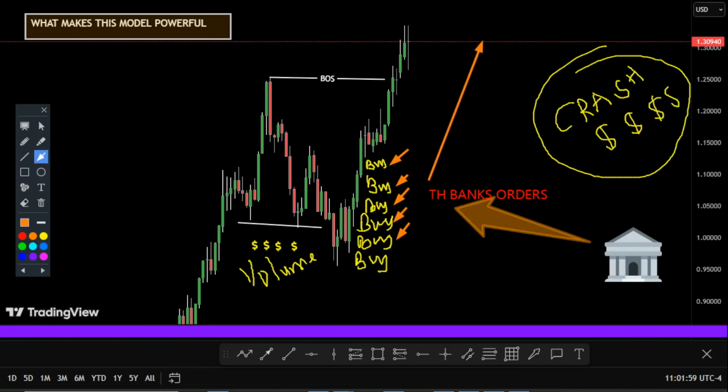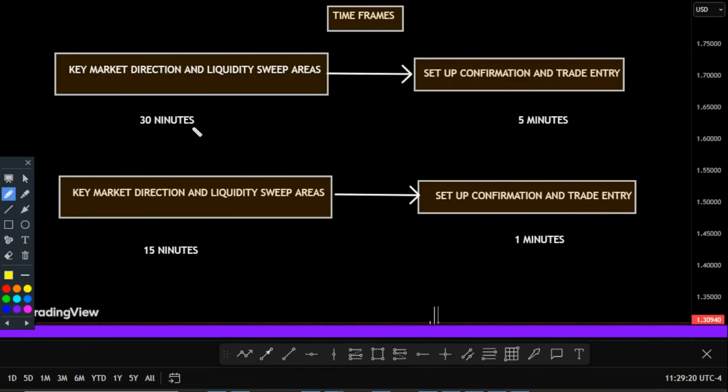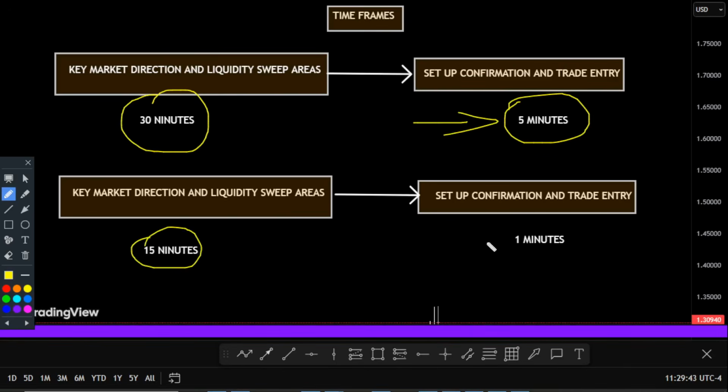For this setup to be effective, you need multi-timeframe analysis. Identify market direction and key areas to be swept in the higher timeframe. Once price has swept liquidity, zoom into the lower timeframe for trade execution. If your higher timeframe is 30 minutes, your entry timeframe should be 5 minutes. If your higher timeframe is 15 minutes, your entry timeframe should be 1 minute.